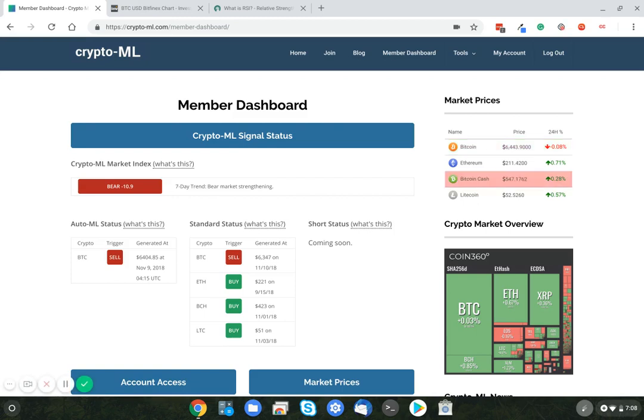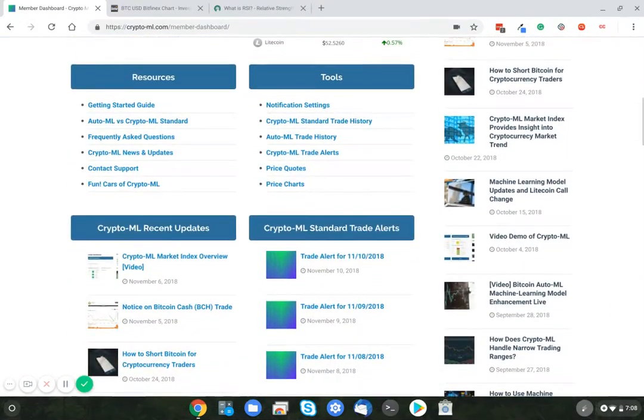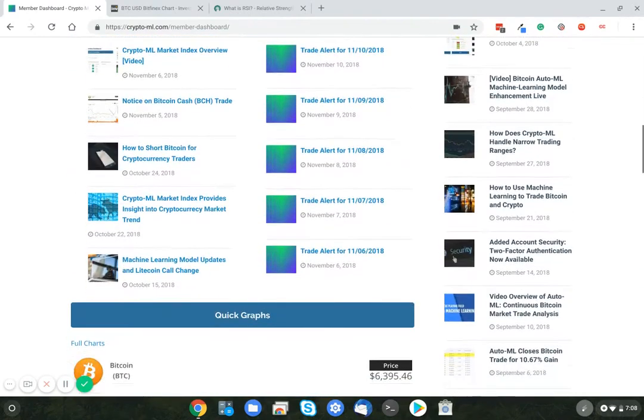So with that said, I think we'll go ahead and close down. You can look for more information on machine learning. In fact, let me show you. We have a pretty in-depth article here about how to use machine learning to trade Bitcoin and crypto.